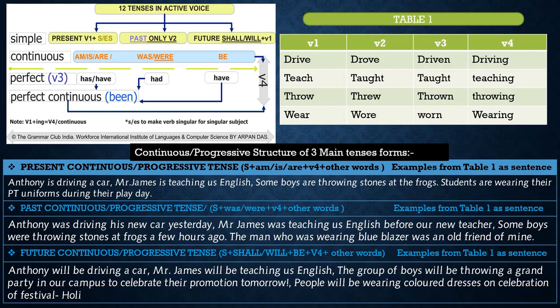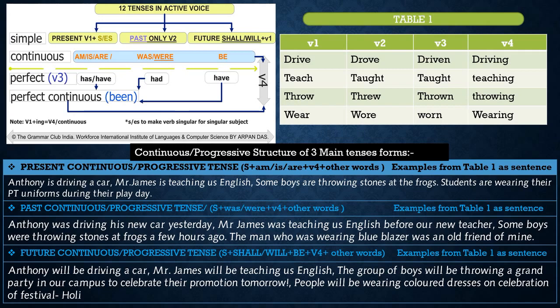Examples from table 1 as sentences. Anthony is driving a car. Mr. James is teaching us English. Some boys are throwing stones at the frogs. Students are wearing their PT uniform during their play day. Past continuous progressive tense structure is subject plus was, were plus V4 plus other words. Examples from table 1 as sentences.